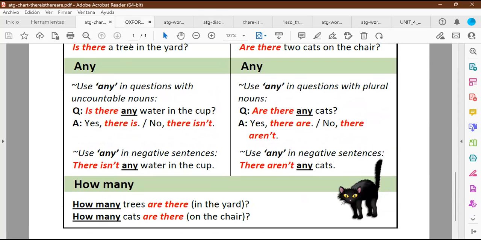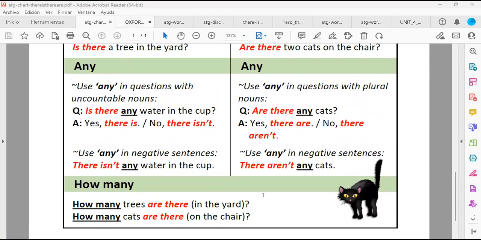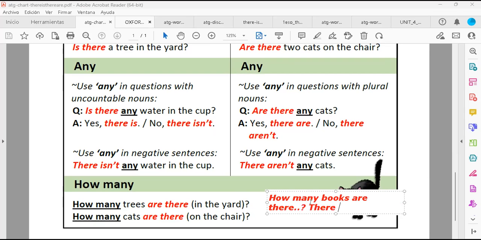También tenemos estructuras double edge questions, donde utilizamos la frase there is y there are para preguntar, ¿verdad? How many books are there? ¿Cuántos libros hay ahí? Okay. And you can add a place, right? Y le pueden ir ubicando un lugar, ¿verdad? How many books are there? Recuerden que acá son open questions. There are three books. Okay.